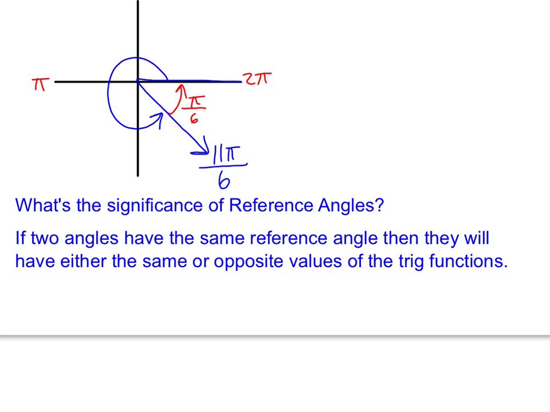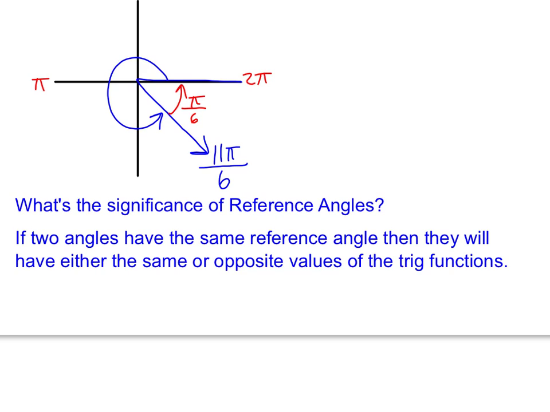What's the significance here? What's the big deal? Why do we care about reference angles? This is why right here, and this is a really powerful principle that we need to learn. If two angles have the same reference angle, then their trig functions will either have the same value or they'll just be the opposite value.